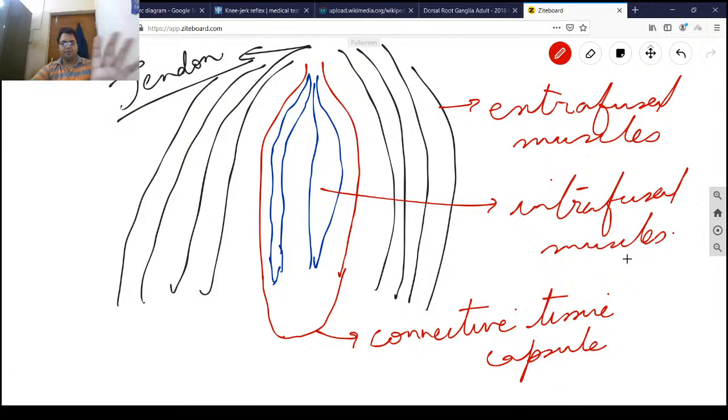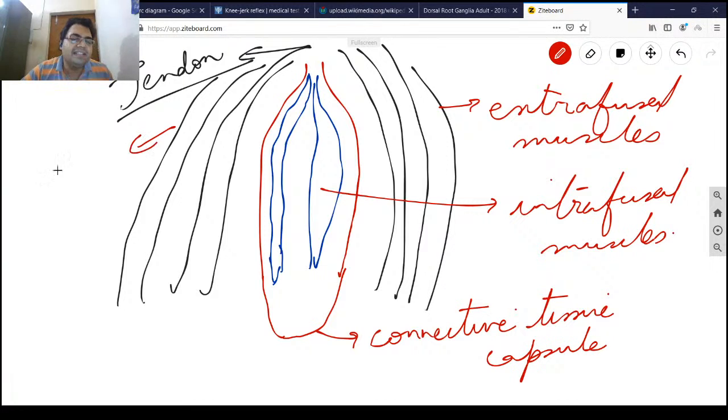This is only for your competitive examination, a tip for you. This won't be asked in any other exam except NEET. This specific thing, extrafusal and intrafusal, I'm giving as a tip so you are completely thorough with the NEET part. The reflex action part is done. This is the NEET part that I am explaining, and it will improve your understanding also.